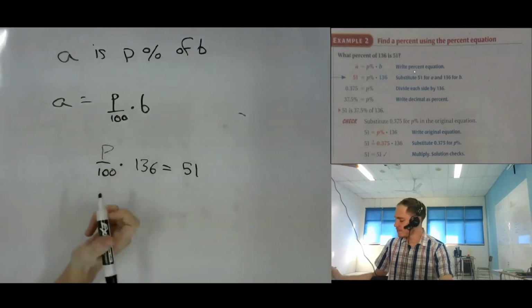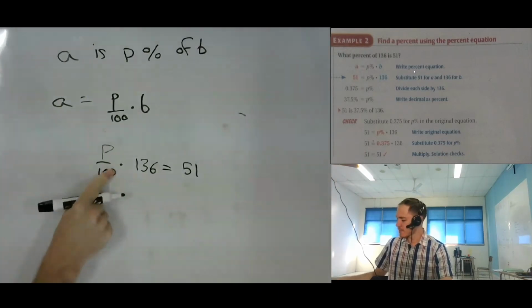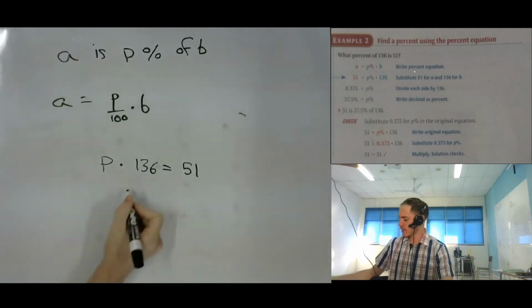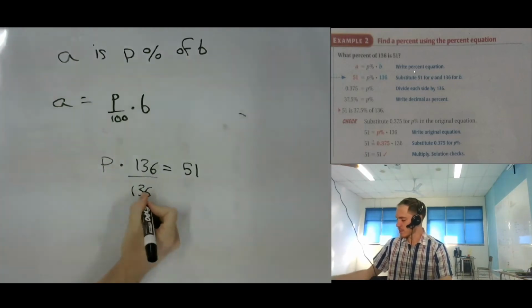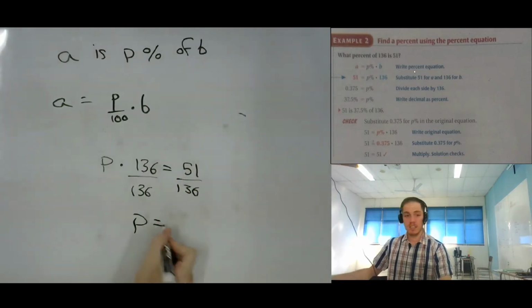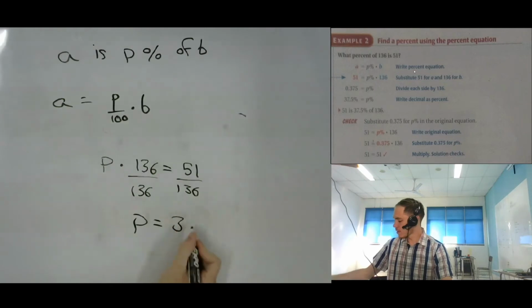So, what they do is they keep P as a variable. So they go like this. And then they divide both sides by 136. And plugging that into a calculator, you get 37.5%.